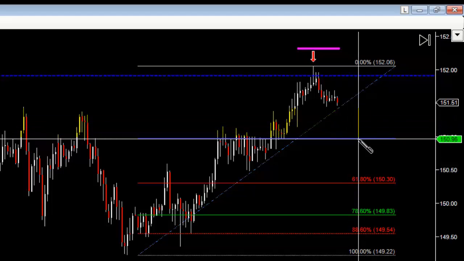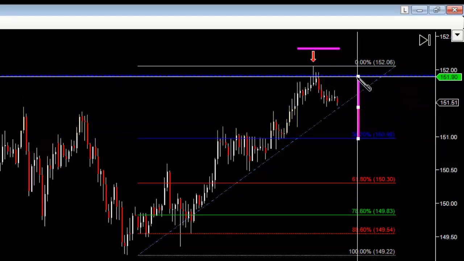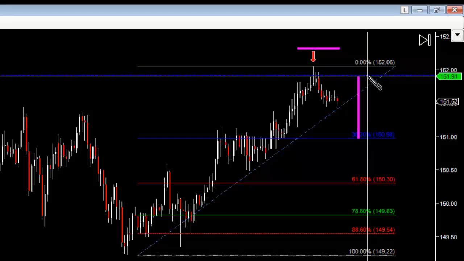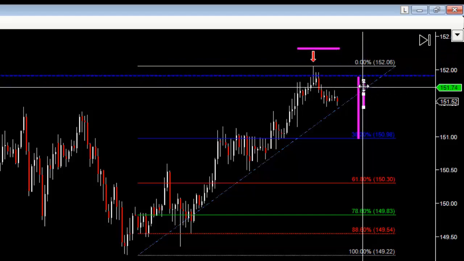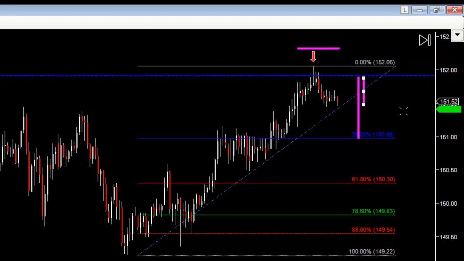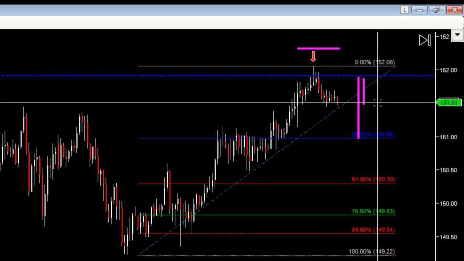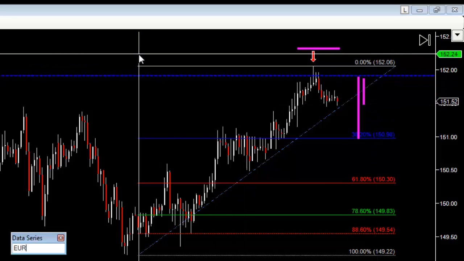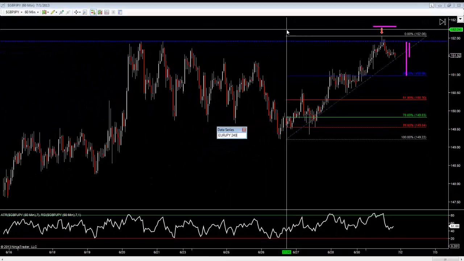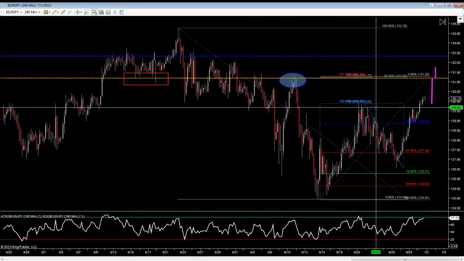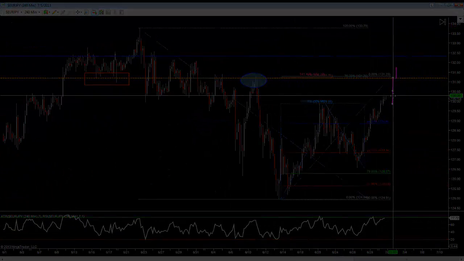Either way you look at it, depending on where you take targets at, you're still looking at a pretty good risk-reward ratio, getting more than a 2-to-1 on this trade. If we go to euro yen, euro yen's a little further off, similar.